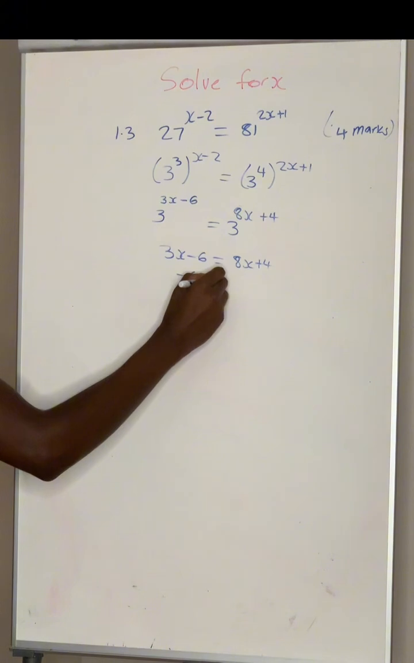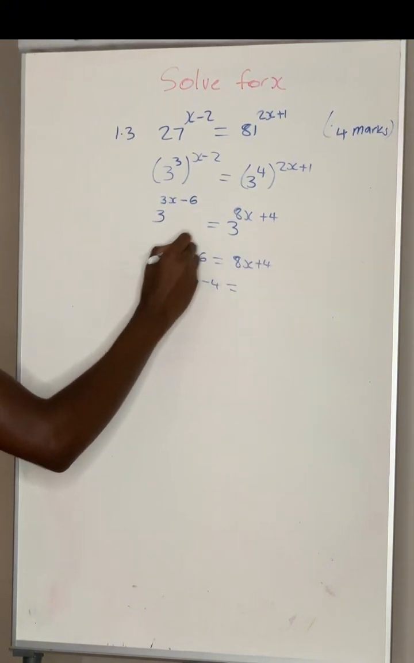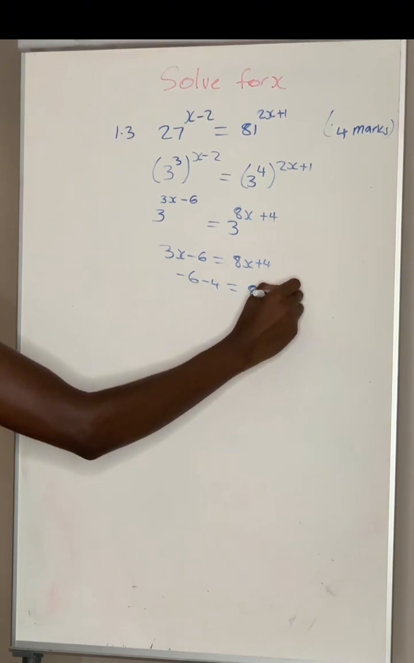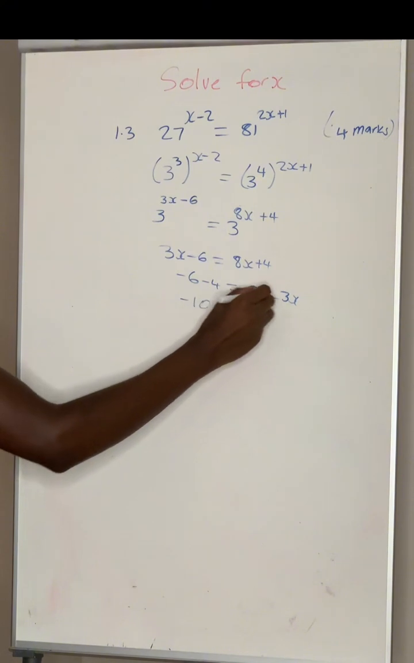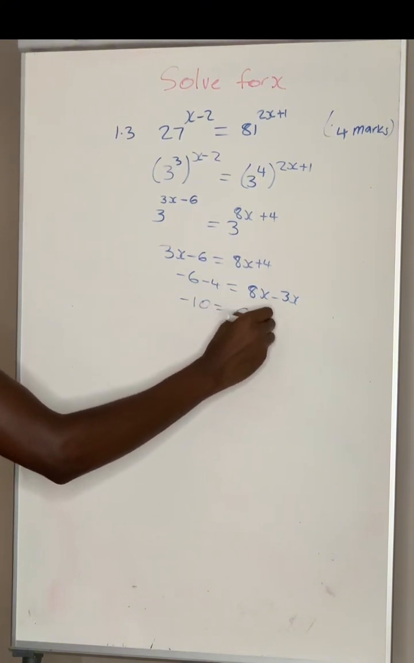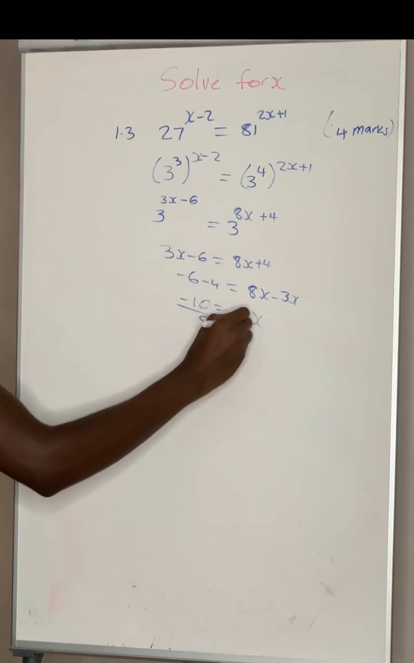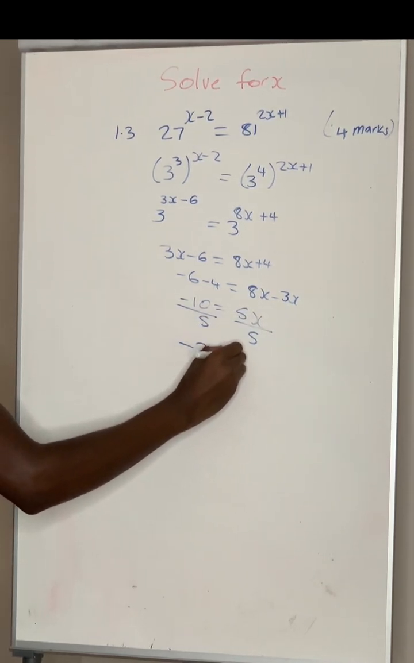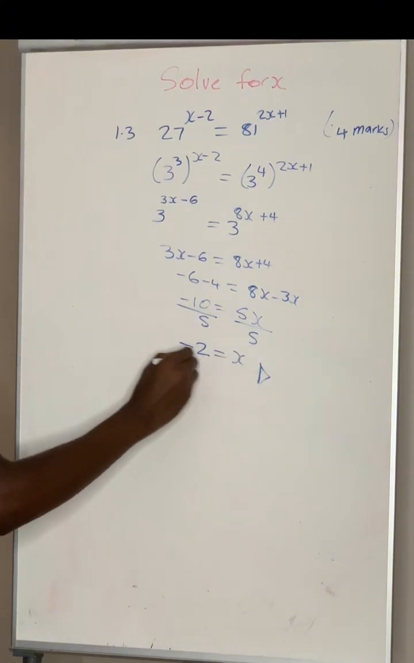Negative 6 minus 4, we took this positive 4 to this side. Let's take this 3x to this side, so it's going to be 8x minus 3x. So negative 6 minus 4, that is negative 10. This is going to be positive 5x. Divide by 5 on both sides. Negative 2 is equal to x. And then you are done.